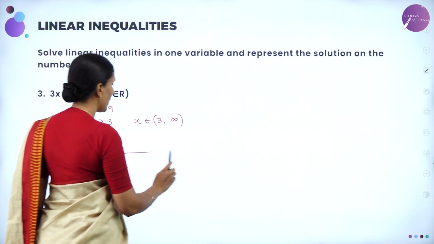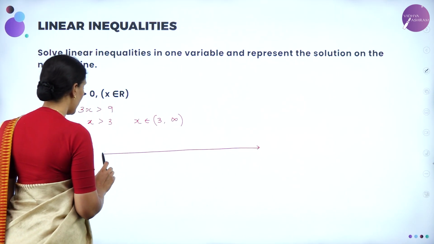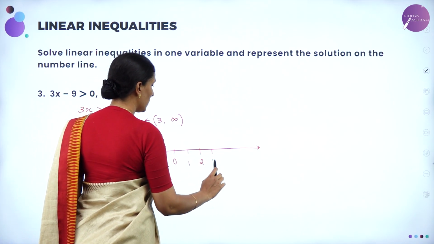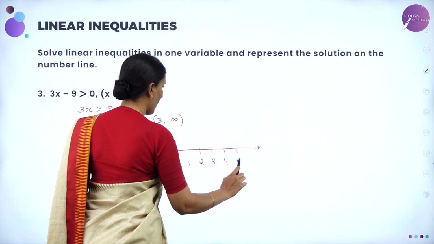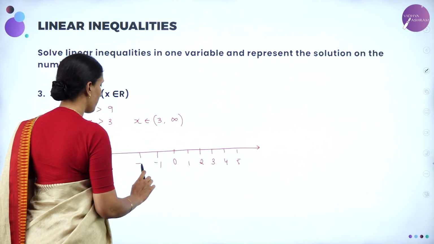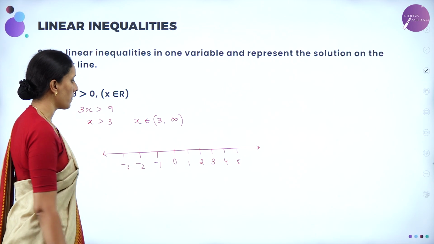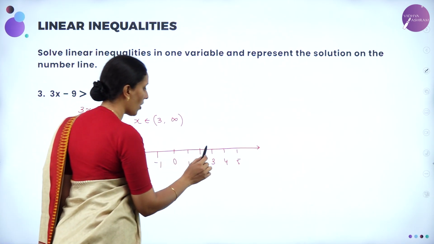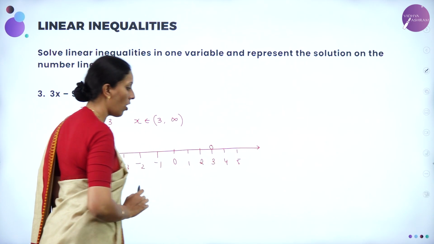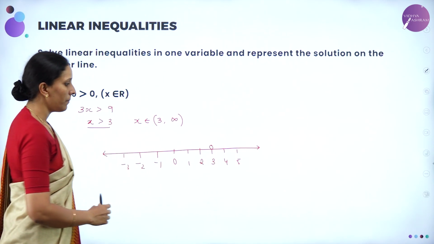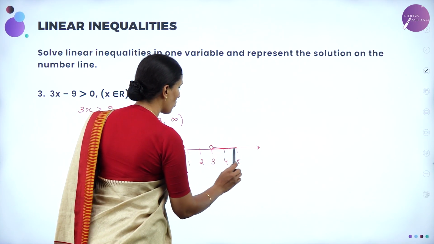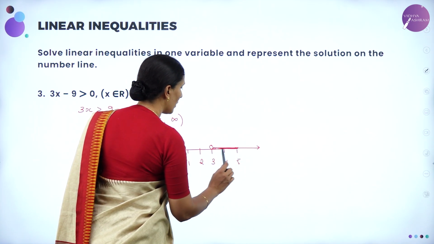Now I'll draw a number line here containing integers 0, 1, 2, 3, 4, 5, minus 1, minus 2, minus 3, etc. Now clearly the solution says x is greater than 3. That means I cannot include 3. So I will draw an open circle above 3 and I'll draw a direction such that greater than 3 means obviously it is on the right side of the number line.